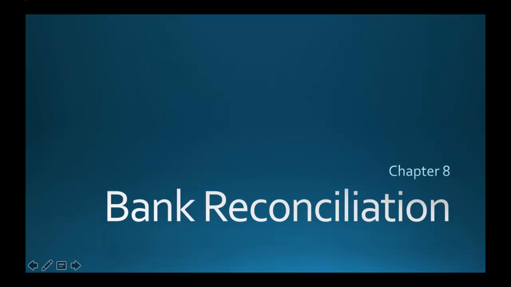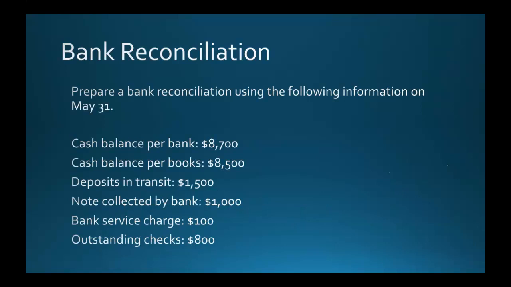Let's work through a bank reconciliation example problem. So the problem says prepare a bank reconciliation using the following information on May 31st. So we're given a cash balance per bank of 8,700, cash balance per books of 8,500, $1,500 in deposits in transit, $1,000 of a note collected by the bank, a bank service charge of $100, and $800 worth of outstanding checks.